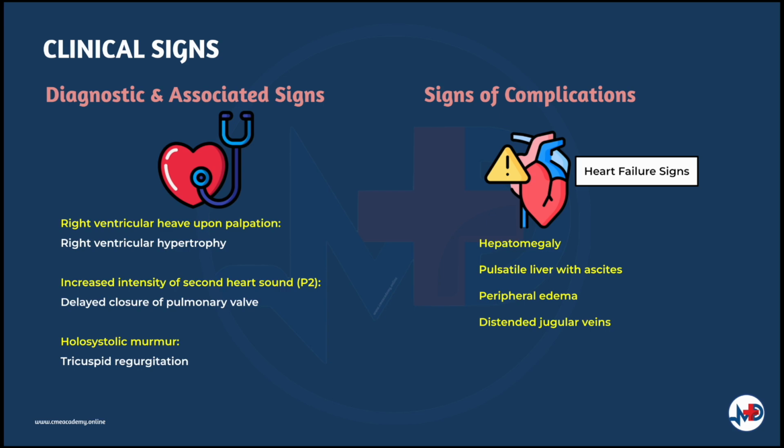of the pulmonic valve. Sometimes, a hollow systolic murmur, best heard at the left sternal border, suggesting tricuspid regurgitation can be heard. If complicated with heart failure, patients can develop hepatomegaly, pulsatile liver with ascites, peripheral edema, and distended jugular veins can be seen. Besides that, the signs of underlying causes, such as those from collagen vascular diseases, should be looked out for.